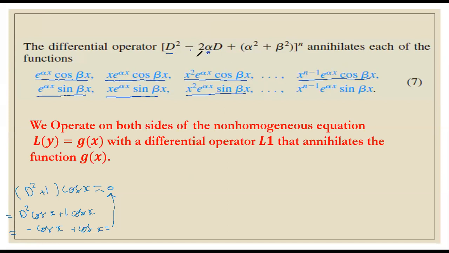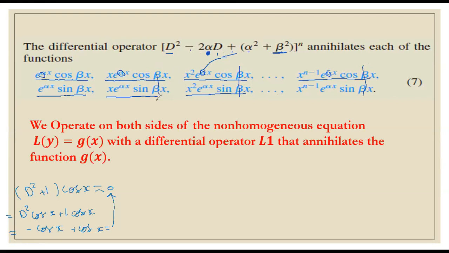From where will I find this alpha? It's the coefficient of x in the exponential function. Okay, times d plus alpha squared, the same alpha, plus beta squared. From where do I find this beta? It's the coefficient inside cosine and sine.